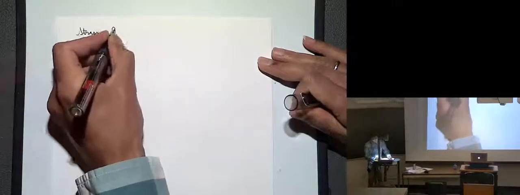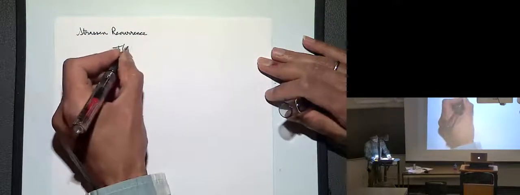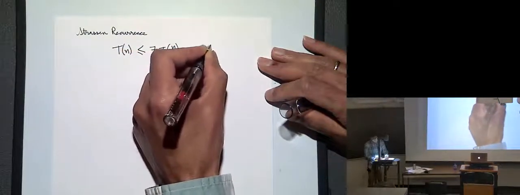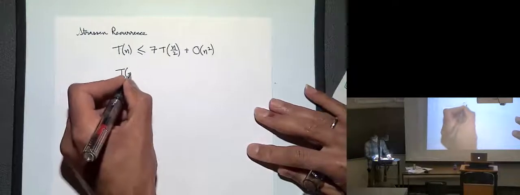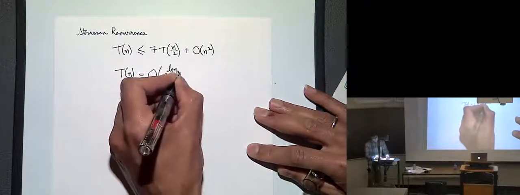The recurrence that you get from Strassen, the Strassen recurrence, is T of n is at most 7 times T of n over 2 plus O of n squared. You draw out the recursion tree and you get O of n to the log base 2 of 7.